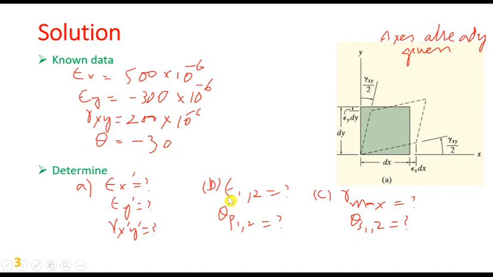In part B we have to determine epsilon 1 and 2, the principal strains, and the corresponding angles theta p1 and p2 for orientation. In part C we have to determine gamma max and the corresponding orientations theta s1 and s2. At the plane where gamma is maximum, normal strain may exist, and its value will be equal to epsilon average.